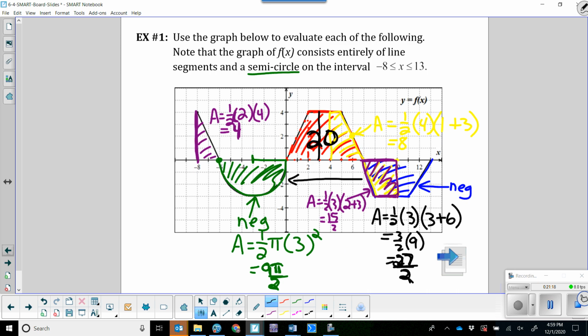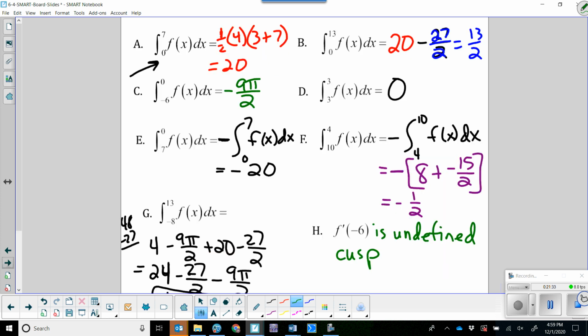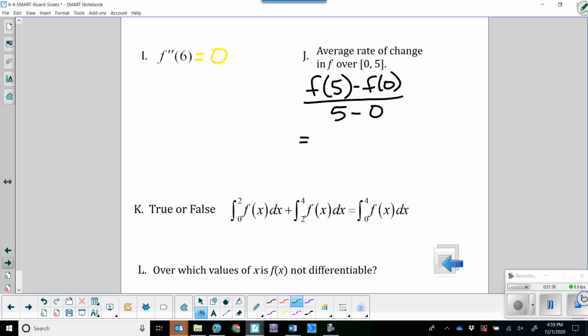So go back to your graph. This is the graph of f. So f of 5, if we look at our graph here, f of 5 is right here. So f of 5 is 4. f of 0 is 0. So we're going to have 4 minus 0 on the top, and your 5 minus 0 on the bottom. So you're going to get 4/5. And that is the average rate of change over the interval 0 to 5.